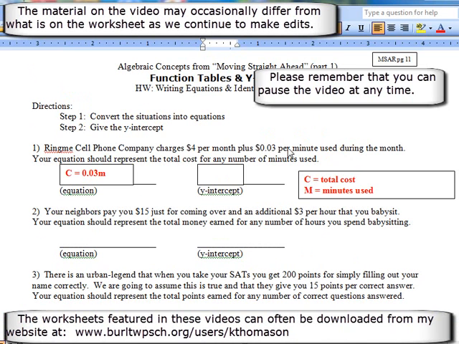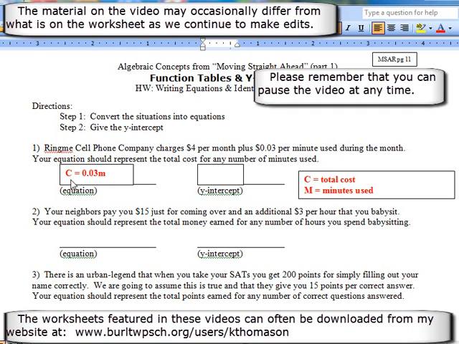Now they're charging 3 cents per minute, so to get to total cost, I have 0.03M. They're also charging a standard fee of $4 per month. Now this "per" can sometimes throw you off, and it's the only time that it appears in any of the problems. So that gets a little confusing, but if we read through the whole entire problem, we see that it says used during the month. So we're really only writing an equation for 1 month.